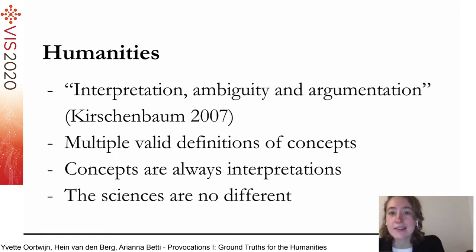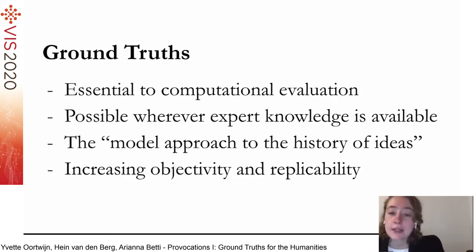But we say science is no different. First, there exist different definitions of concept in the sciences as well. And second, concepts, whether scientific or scholarly, are always interpretations. We say that ground truths for humanities data are not only possible, they are essential. In particular, they are essential to computational evaluation. And in fact, all evaluation must be based on expert specialized knowledge, knowledge that matches the level of complexity of the computational application. This is already known: on specialized data, generic types of benchmarking fail to guarantee reliable results.